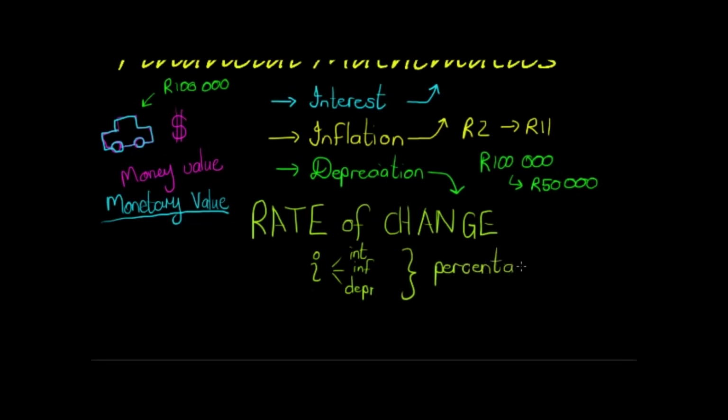Percentage. Okay, so you'll lose a percentage of your value over time. In other words, percent. And please remember that percent means divide by 100. So if we're talking about 8% is the rate at which my savings increase over time, then I'm actually talking about 8 divided by 100.